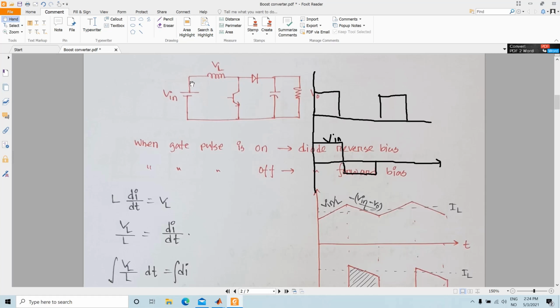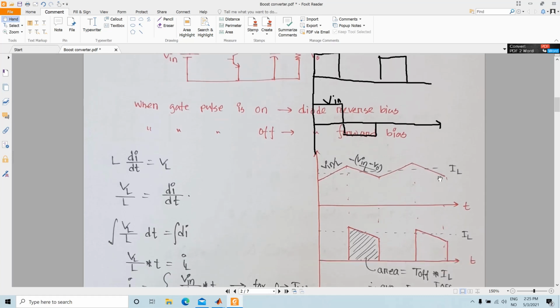Now if you correlate with your buck converter, the inductor was placed on the right hand side, and at that time the DC component of the inductor current, IL, was the same as the load current. Now for the boost converter, this IL is the same as the input current. So this IL is basically the same as the input current.